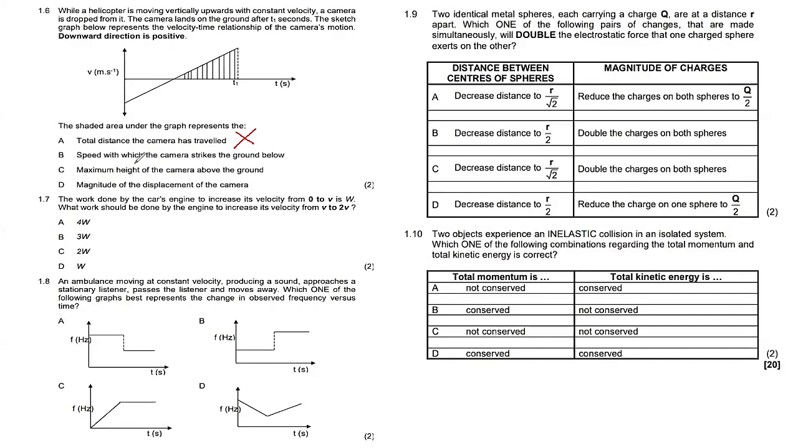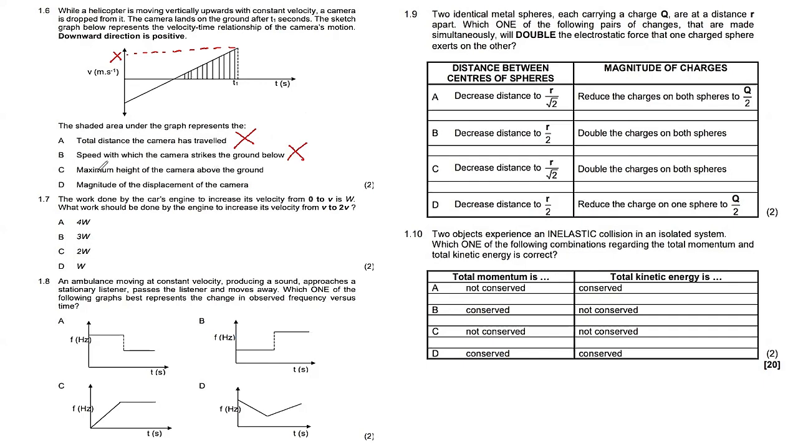Then B, does it indicate the speed with which the camera strikes the ground? Not quite, because if we wanted the speed at which the camera hits the ground, then it would have to be a value in here. So let's say X, for example. The value in here would have to be the one representing the speed, because remember the speed would have to be on the y-axis here, right? So this one is definitely not correct.